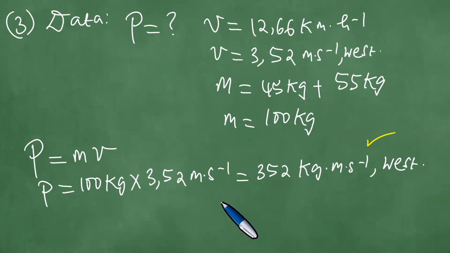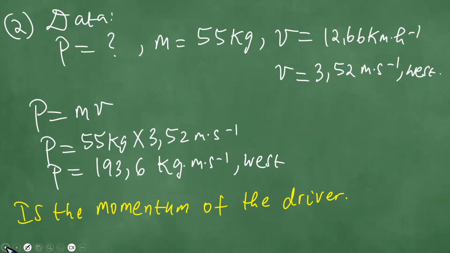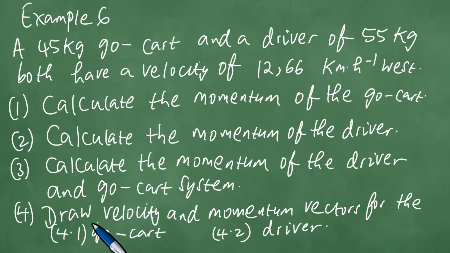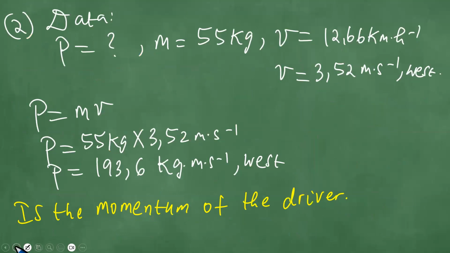Now we want to find something else. Number 4. Draw velocity and momentum vectors for the go-kart and the driver. Okay, let's draw the velocity and momentum vectors for the go-kart and the driver. All right, so first in 4.1, we must draw the velocity and momentum vectors for the go-kart and then the driver. We did this before, but it was for a different question, but we're back.